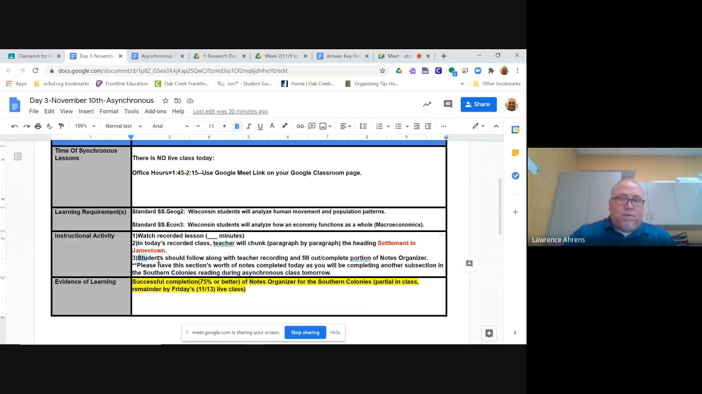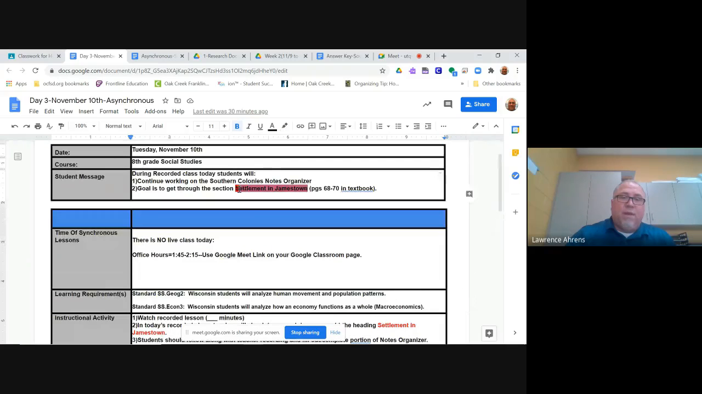All right, so students should be able to follow along through the notes organizer. We are changing the due date for this Southern Colonies Notes Organizer to Friday the 13th. That's this Friday. We plan on having you do a certain amount today, the settlement in Jamestown, a certain amount tomorrow, which you'll see in tomorrow's video, and then we're going to bring everything together on Thursday, try to get a little bit more progress and wrap these up by Friday, at the beginning of or in the middle of class sometime. And then we'll start moving into New England colonies as well.